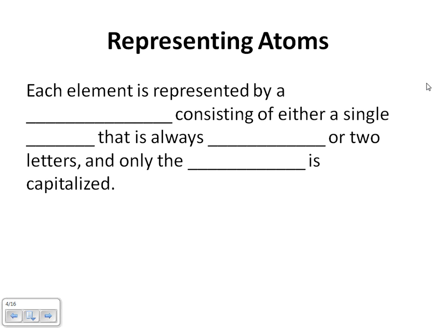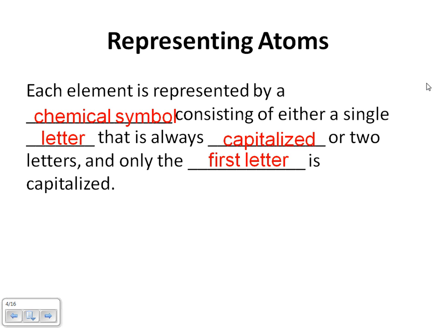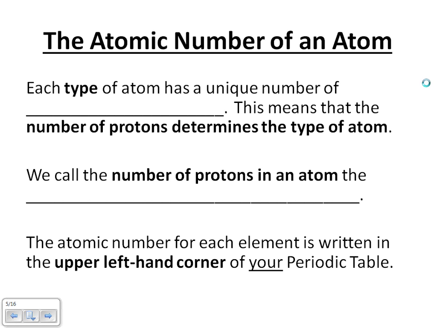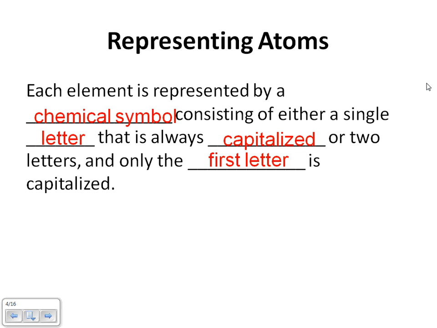When we represent atoms, each element is represented by a chemical symbol consisting of either a single letter that is always capitalized or 2 letters and only the first letter is capitalized. So I'm going to show you some examples of that. Obviously we've taken a look really quickly at the periodic table so far, but basically some examples would be oxygen is a capital O, nitrogen is a capital N, but something like neon is capital N with a lowercase e, okay? So there are some examples of how we represent atoms using symbols.